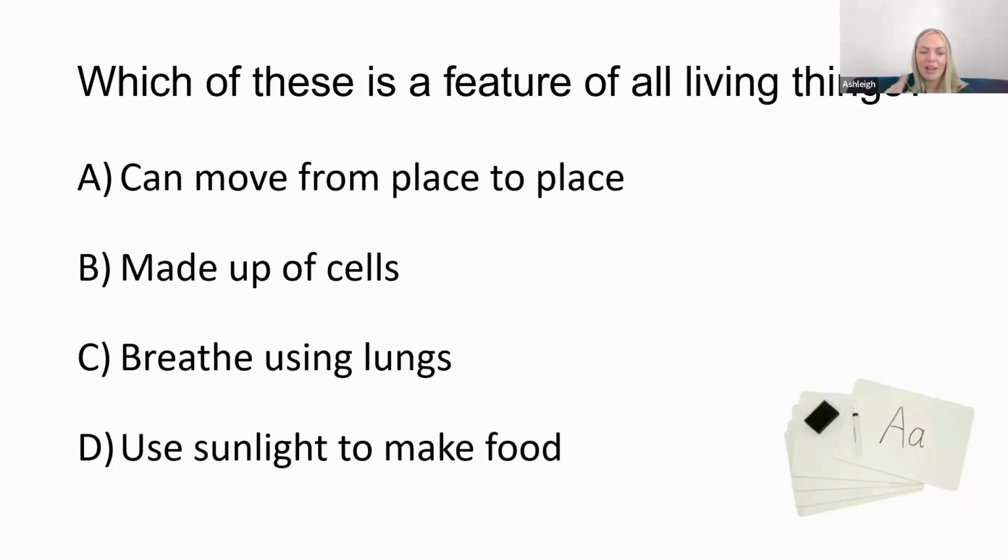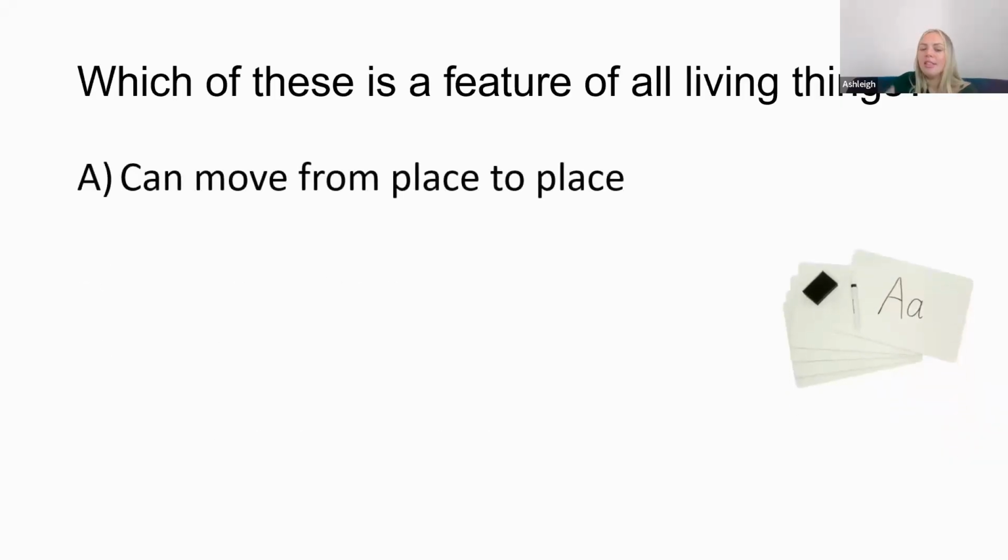I would like to point out that I know that D, use sunlight to make food, is not the best, most accurate way of describing how plants carry out photosynthesis, but we're acknowledging that this is the language the students used just before they came to us, and we want to check out of these four options which one they think describes all living things. This is not me having got the answer wrong. This is me advising you on how to use a wrong answer.